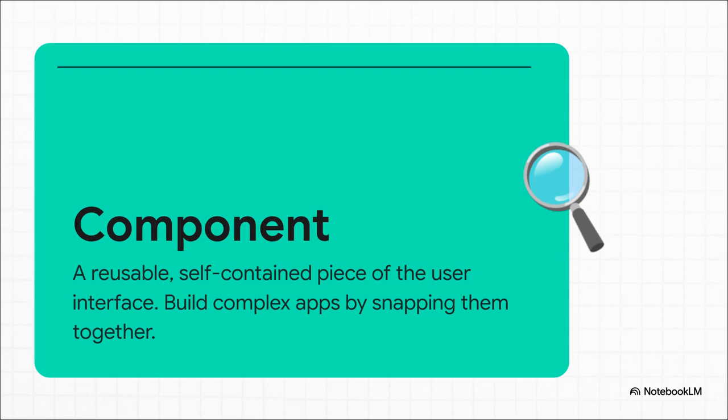In the React world, these Lego bricks are called components. A component is just a self-contained piece of your user interface. Think of a search bar, or a user profile, or even a like button. Each one manages its own business, its own data, and its own logic. You build your whole app just by snapping these components together. It's so much more organized.